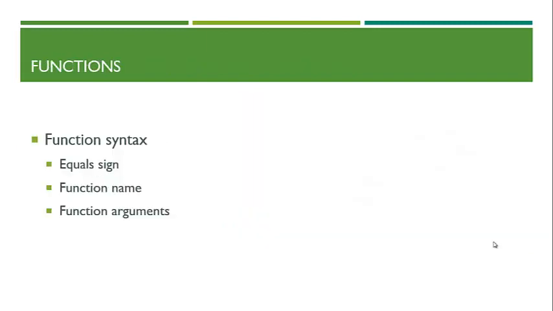Functions. Function syntax is function grammar. It's the correct way to enter and use a function. A function starts with an equal sign because we are telling Excel that we're going to do math. It is followed by the function name, and lastly, the function arguments are separated by commas within parentheses.